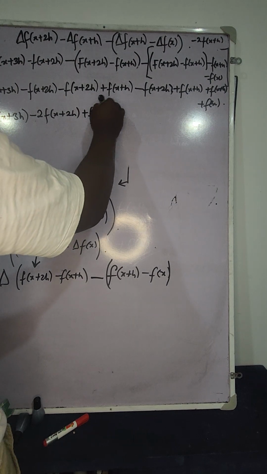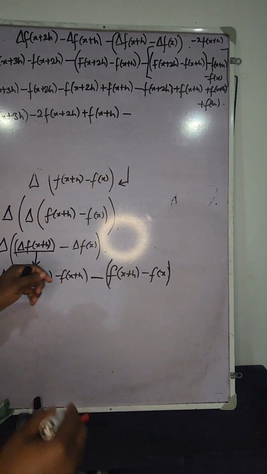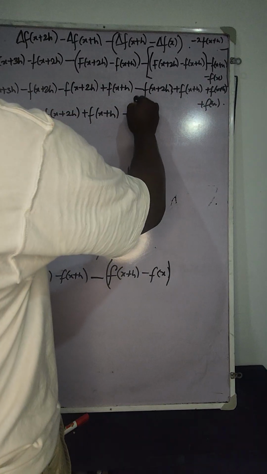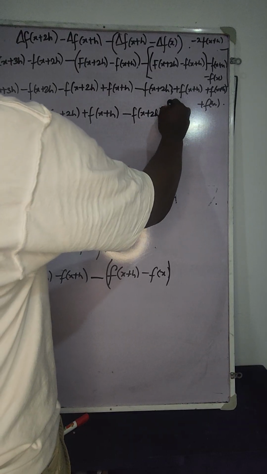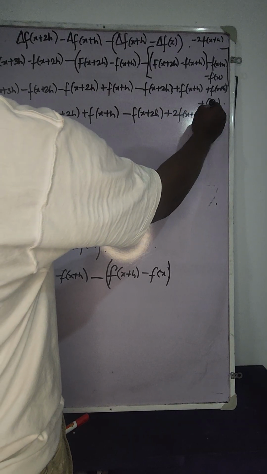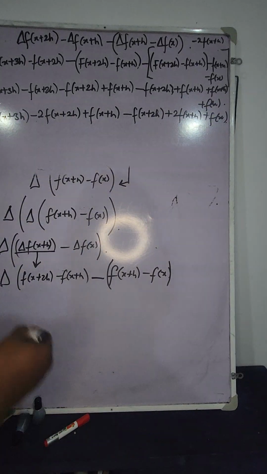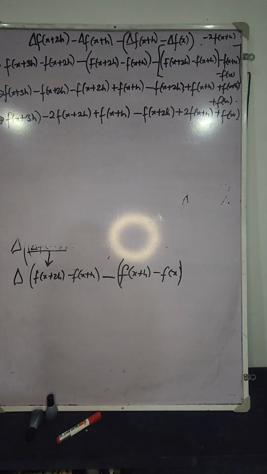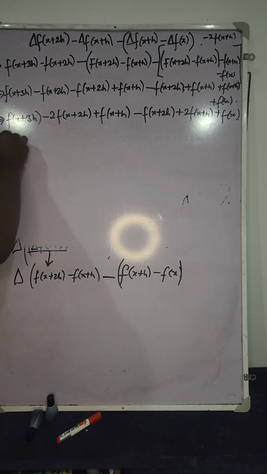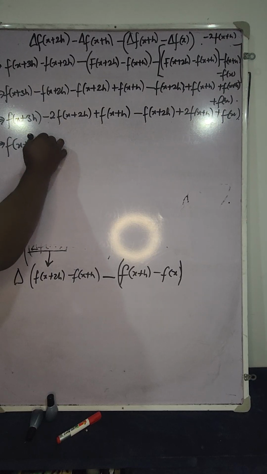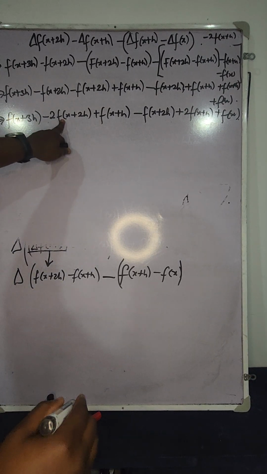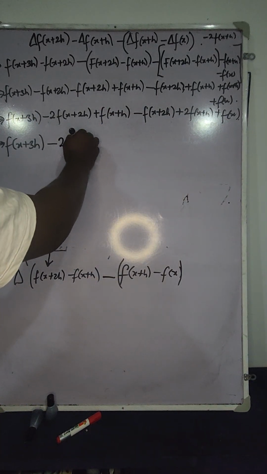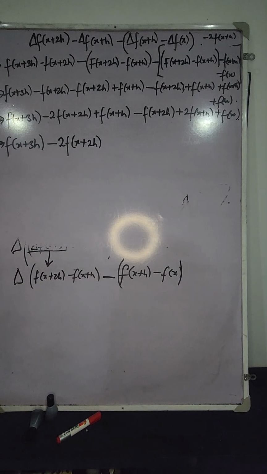Plus f of x plus h minus, now this is f of x plus h, that's 2 f of x plus h, minus f of x plus 2h, plus 2 f of x plus h, plus f of x. Did you see that? So what we have right now is f of x plus 3h minus 2 f of x plus h and plus 2 f of x. Okay, so it's not the same. Minus 2 f of x plus 2h, right?